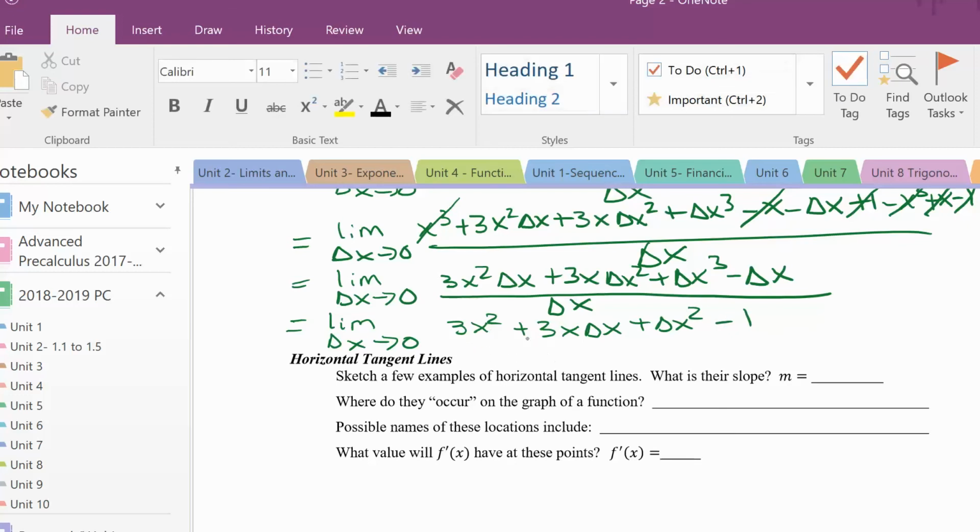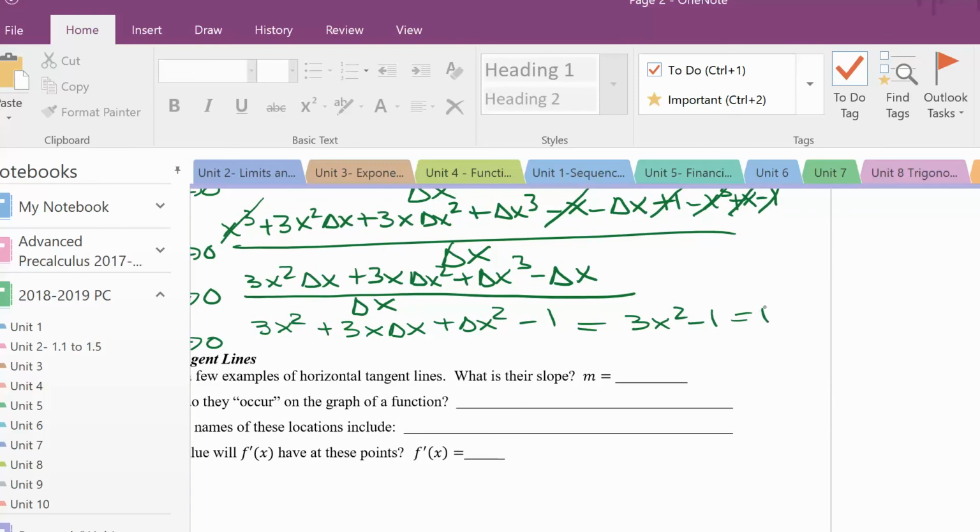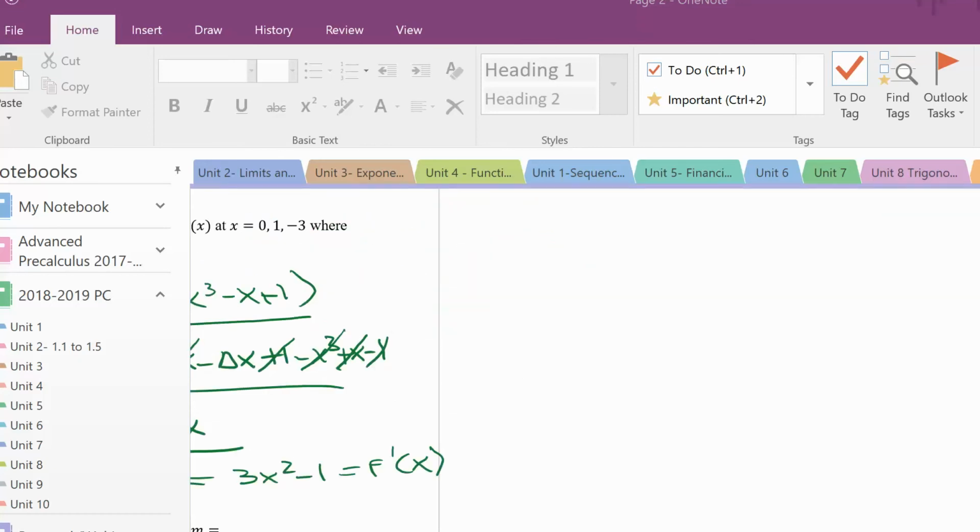So when you substitute in the 0 to find the limit here, you get that it's 3x squared minus 1, and that is the derivative. So that is the equation for the slope of any point on this curve. So now the original question said find the equation of the lines tangent to the function at 0, 1, and negative 3. So first of all, when you put 0 into the original function, you get 1. So the coordinate is 0, 1.